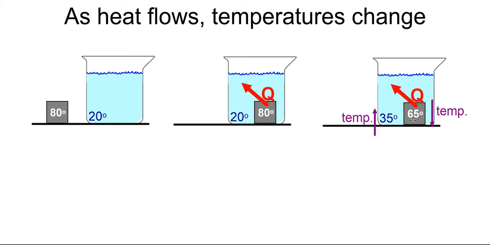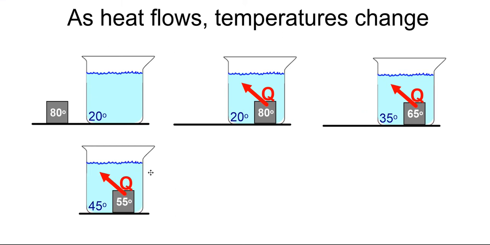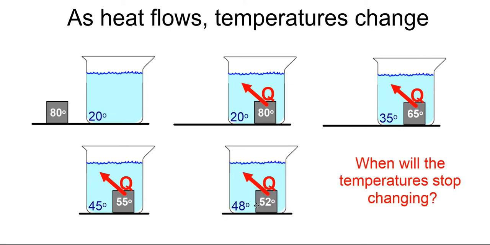I think it'll stop flowing here? I don't think so. We can still go from warm to cool, can't we? So we'll go some more. This time I did 10 degrees. We lost some more heat. It went from 65 to 55. The water gained heat. It went from 35 to 45. We still have a warm to cool situation, don't we? So more will flow. Now just 3 degrees. I think we went down 3 degrees here and up 3 degrees, didn't we?